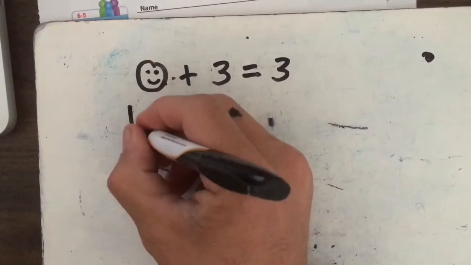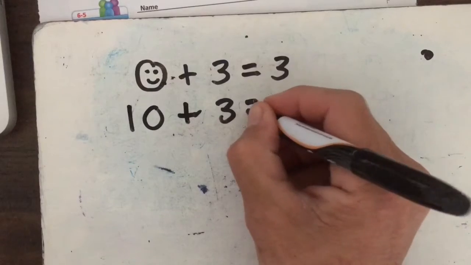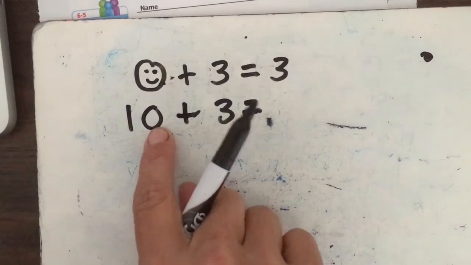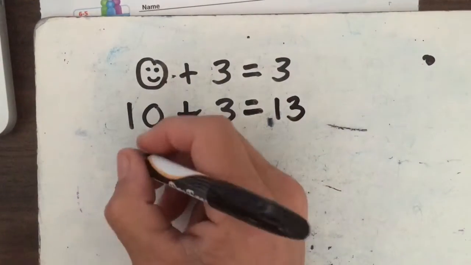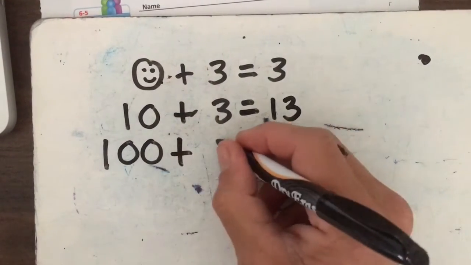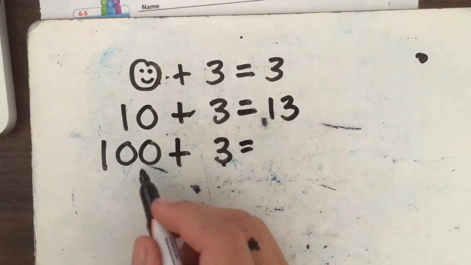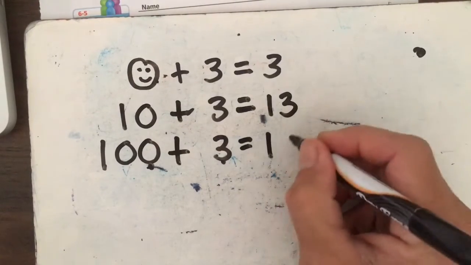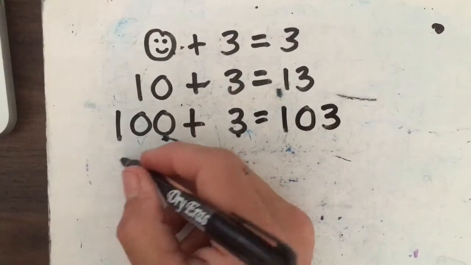If I say 10 plus 3, in a sense, the 3 is just going to lay on top of the 0. The answer is going to be 13. If I say 100 plus 3, again, that 3 is just going to lie over that 0 right there. So I'm going to get 103.